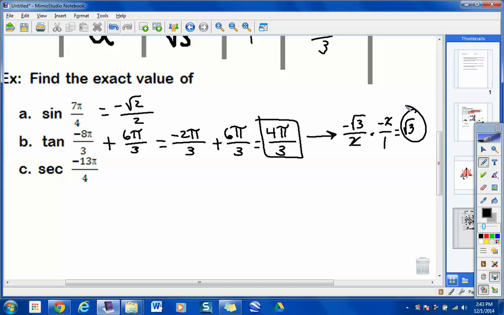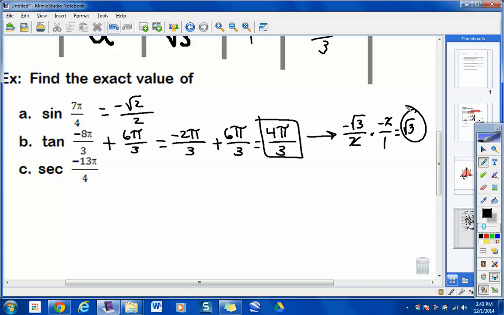for part C, okay? You guys can talk together to pick one person other than yourselves as to who's going to talk you through this one. John, you've been nominated. So I want the secant of negative 13 pi over 4.